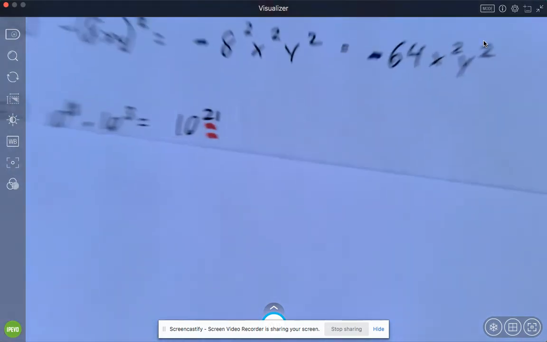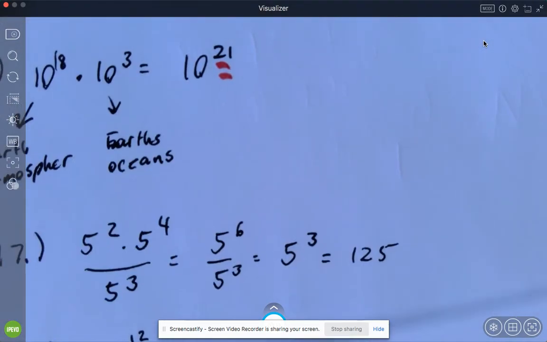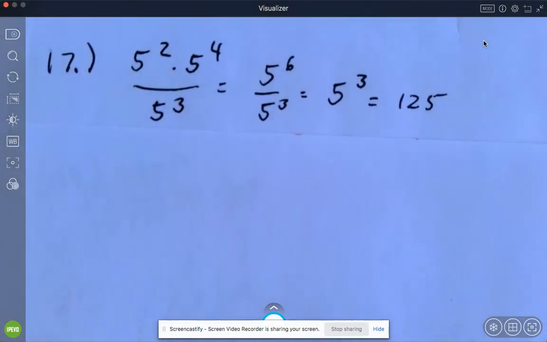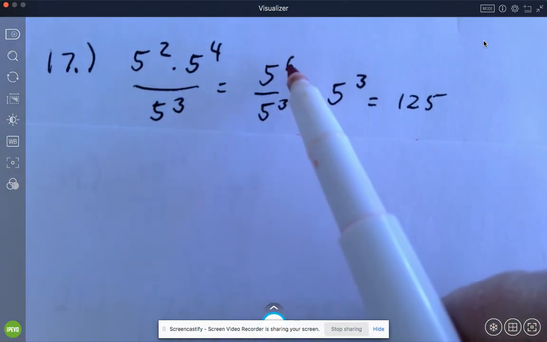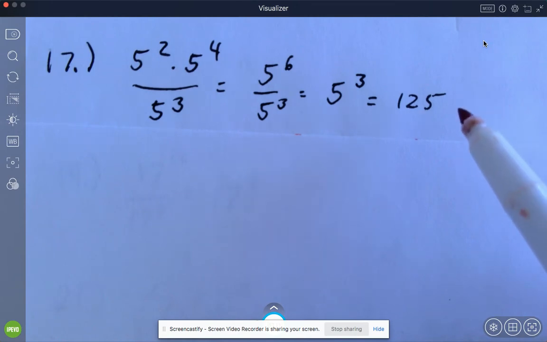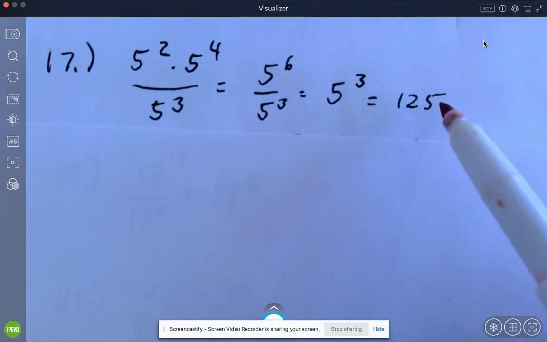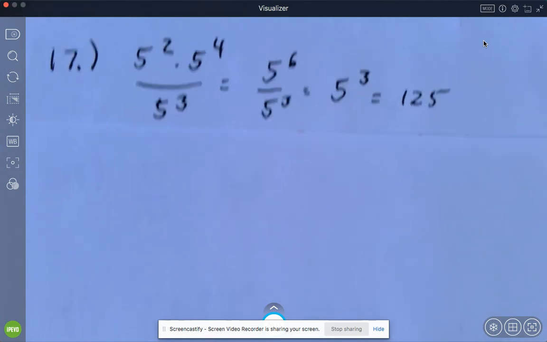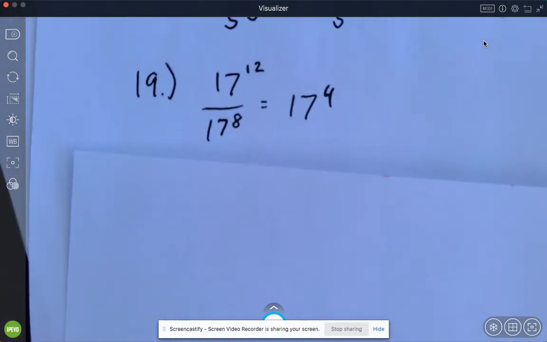Number 17 here. So here I added the exponents, got 5 to the 6th, then I used the quotient rule and got 5 to the 3rd. And you get 125 if you wanted to do 5 times 5 times 5. Number 19, easy, just quotient rule. 12 minus 8 is 17 to the 4th.